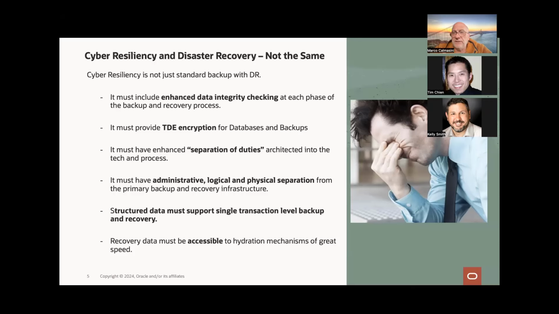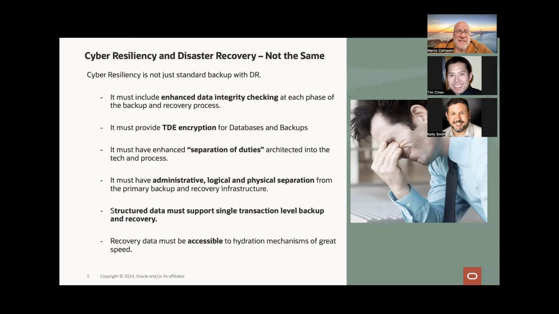It's important that the solution you're using, planning for this cyber recovery strategy, includes enhanced data integrity checking. You want to make sure that your database backups, I'm saying database because we're talking about databases now, are valid, that you can recover if anything happens, and you want to be alerted if something is wrong with your backups.